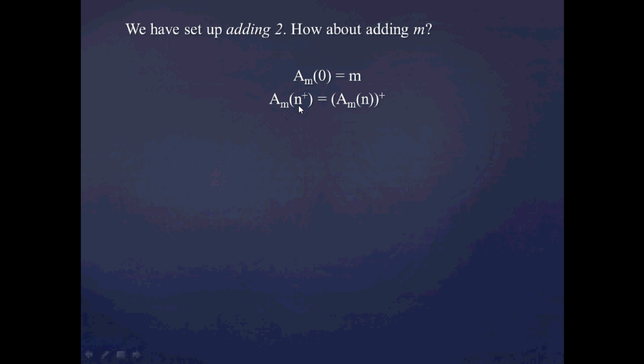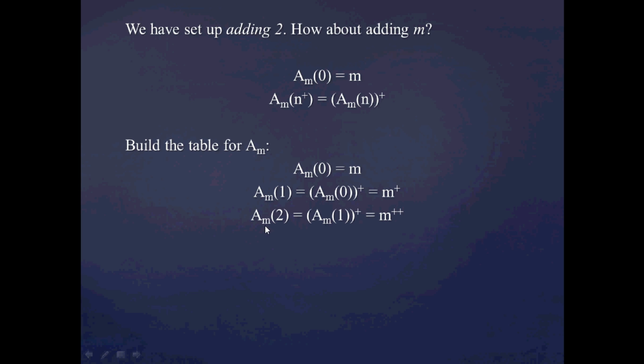So a sub m of n plus is going to be equal to the successor of a sub m of n. Now we're going to do what we did before. We're going to build a table for a sub m. We start from that first definition there, so a sub m of 0 is equal to m. We calculate a sub m of 1. That's going to be the successor of this, and we know that's equal to m. So a sub m of 1 is going to be equal to m plus. This makes sense so far because we want m plus 1 to be equal to m plus, the successor of m, the number right after m.